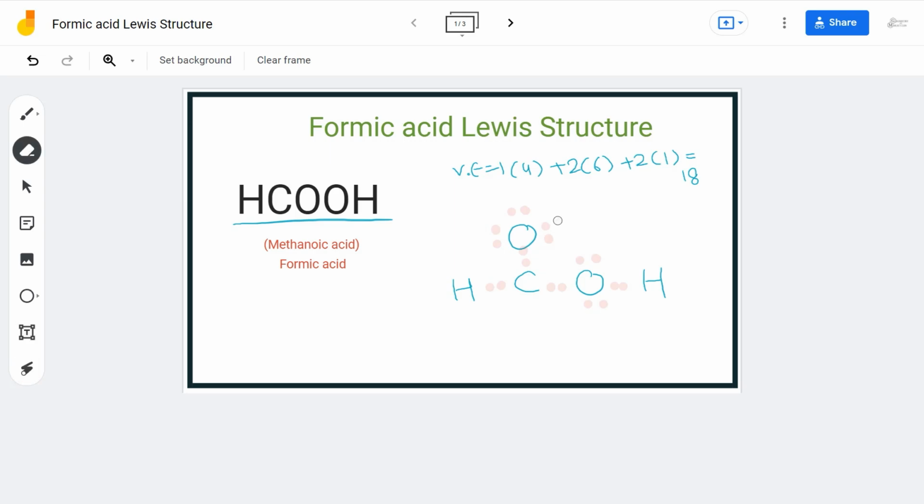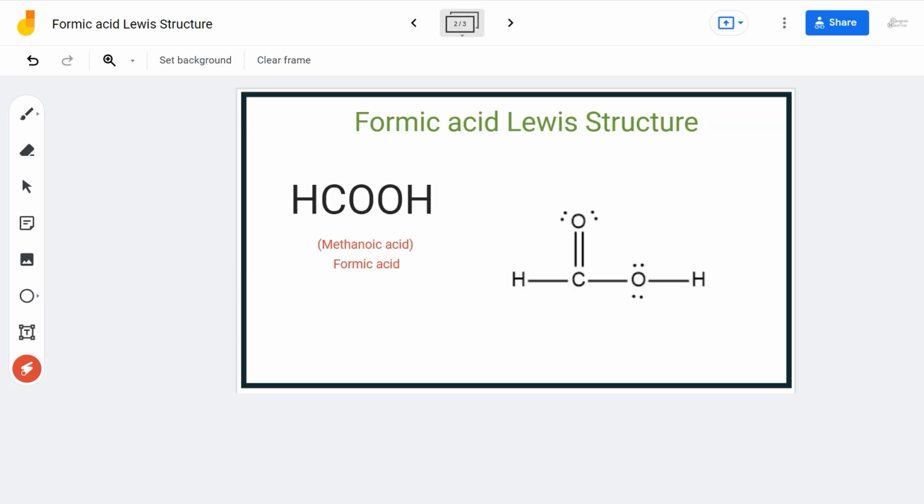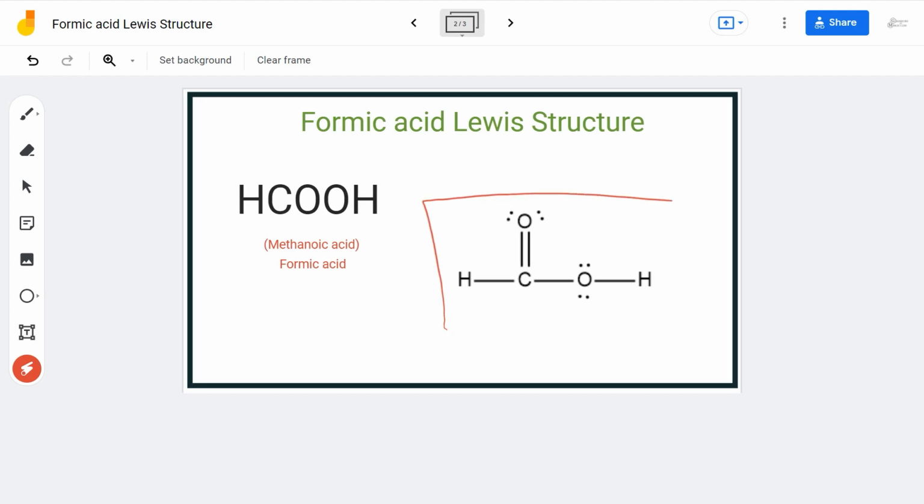So to avoid that, what we will do is shift electrons from the oxygen atom here to in between oxygen and carbon, and that will result in the formation of a double bond. So this is the final Lewis structure of formic acid, in which every atom has a complete outer shell and zero formal charge.